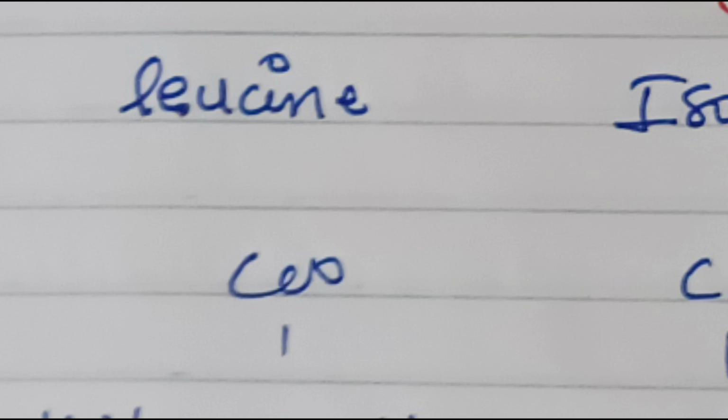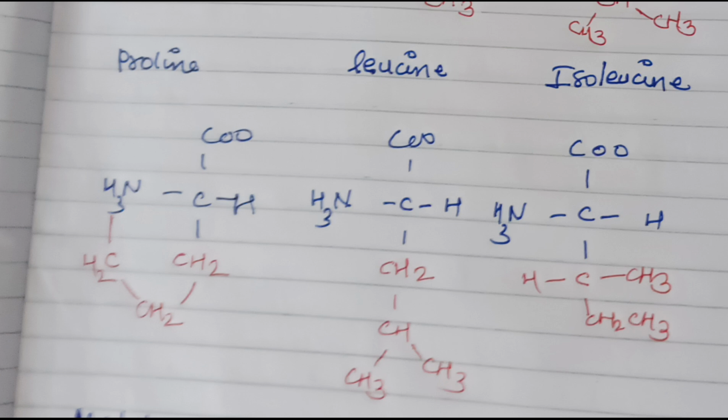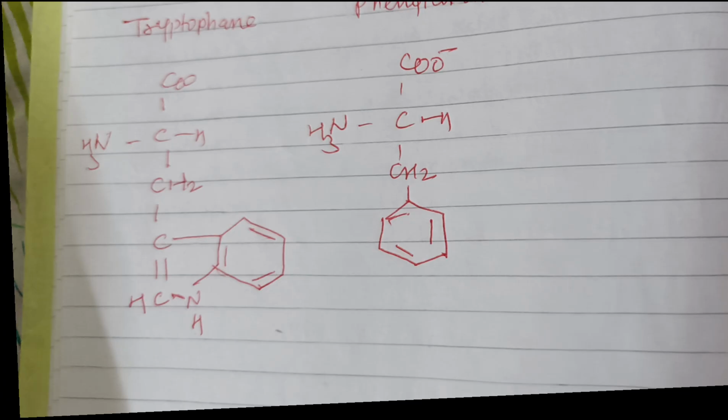So proline forms a ring with the amino group, which is CH2 CH2 CH2 and NH. So it is a cyclic structure, it is rigid, breaks alpha helix and is a secondary amine. So phenylalanine, here we can see the R group CH2 C6H5. Here a benzene group is present. It is aromatic, large and non-polar.